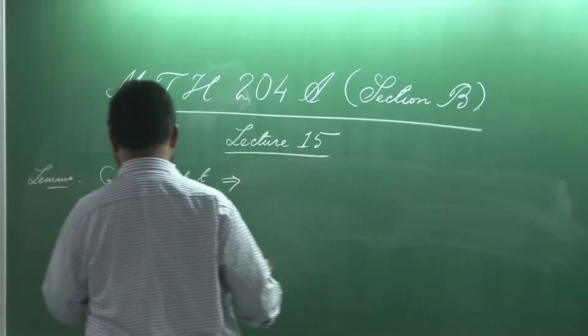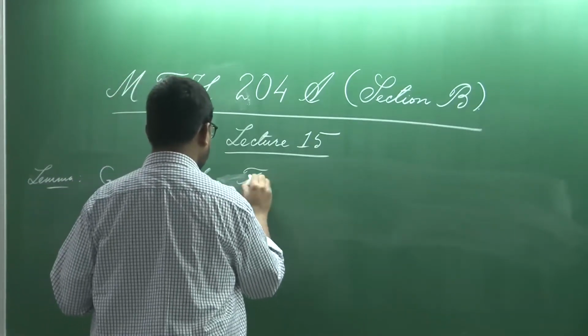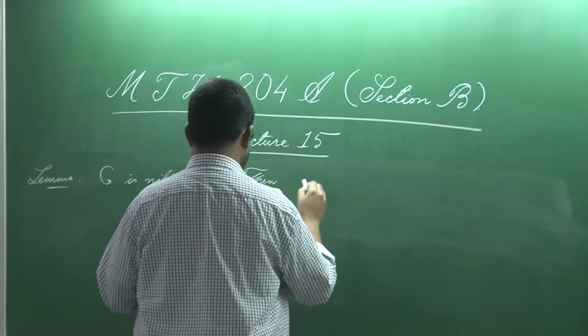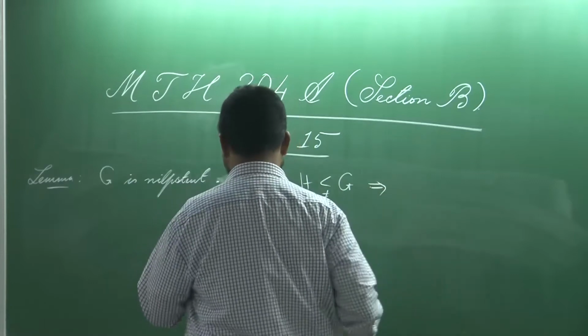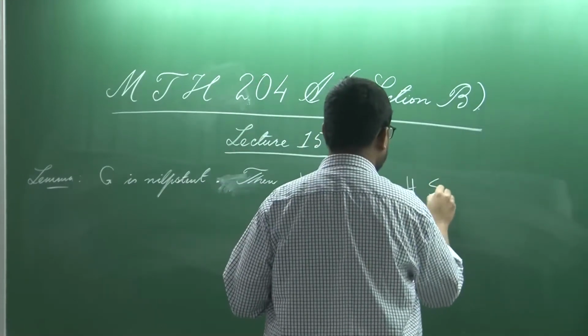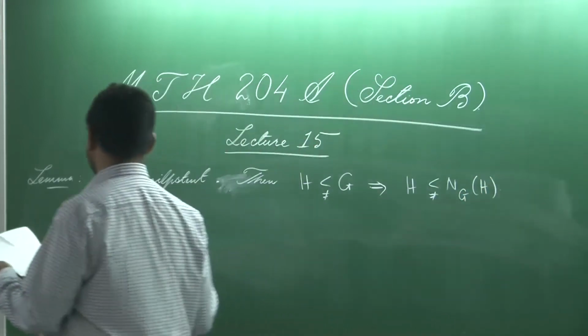G is nilpotent. Okay, G is nilpotent, then if H is a proper subgroup of G, then H has to be a proper subgroup of its normalizer. So how to prove that?